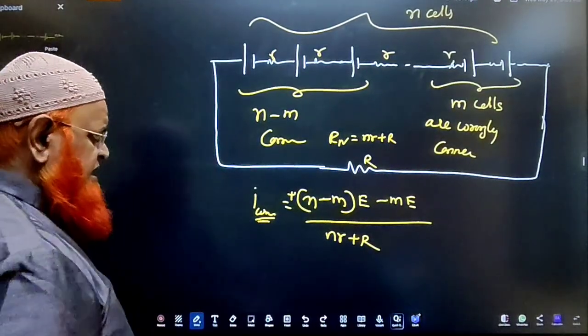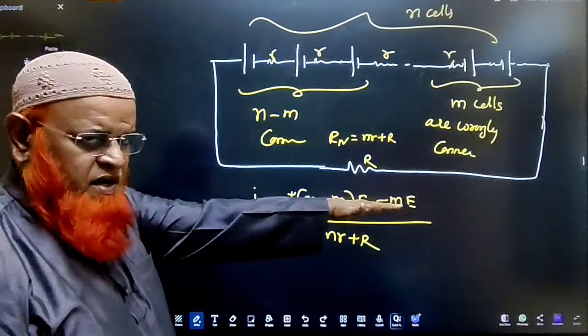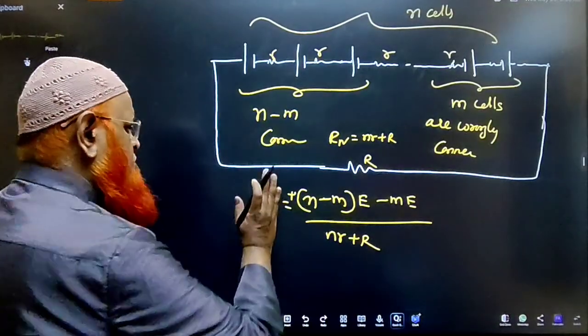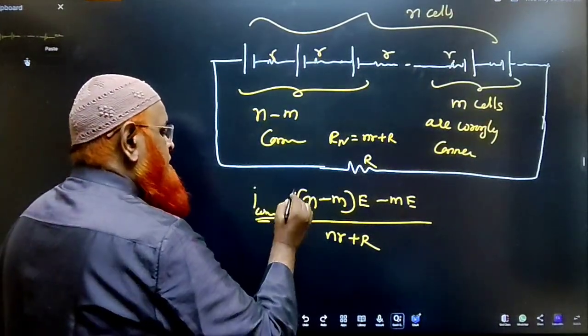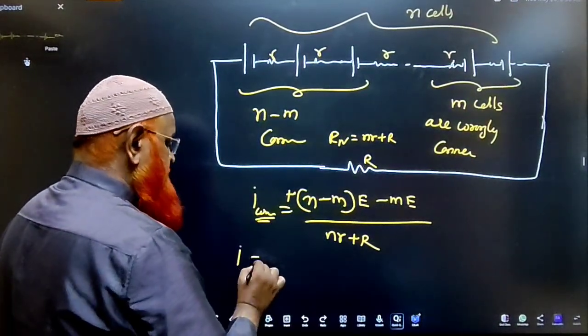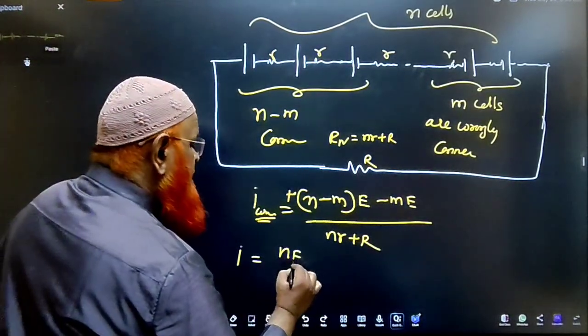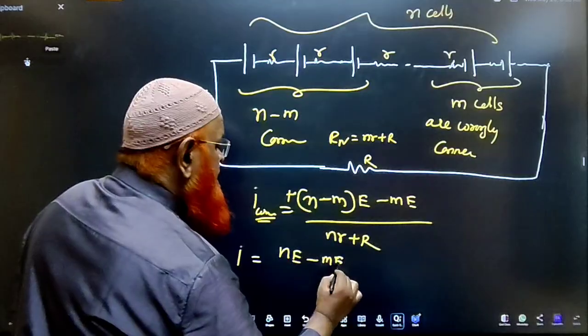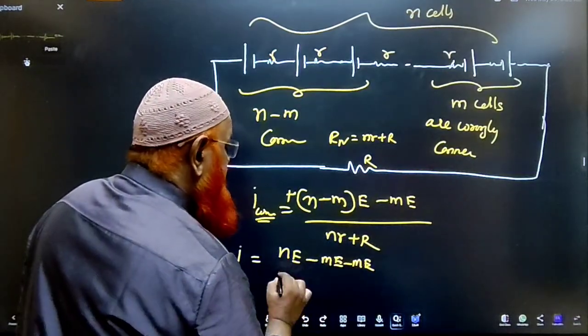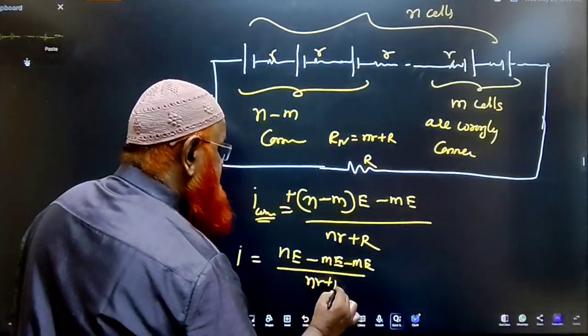So in wrongly connected cases, E net is this one, R net is this one. Hope you are understanding what I am saying now. Okay. So therefore, I, in the case of wrongly connected cases, is (N into E minus M into E minus M into E) divided by (N into small r plus R).